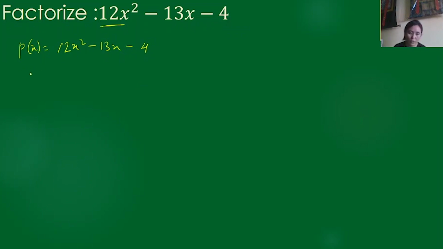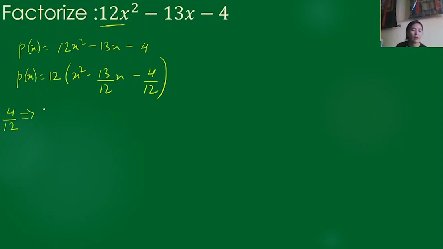So what we can do is, we can take out 12 common. P of x equal to, take out the 12 common. So you will get x square minus 13 by 12 x minus 4 by 12. Now the constant term is 4 by 12. So you'll write down all the factors of 4 by 12, that is the constant term.